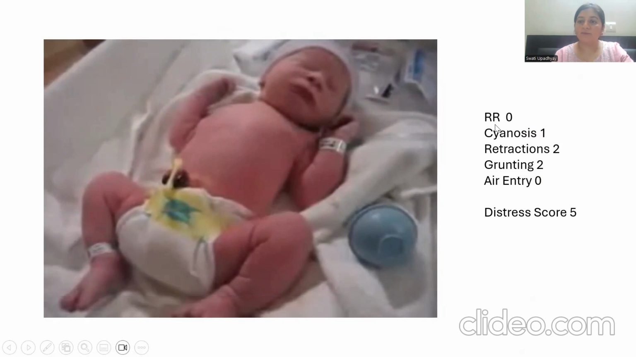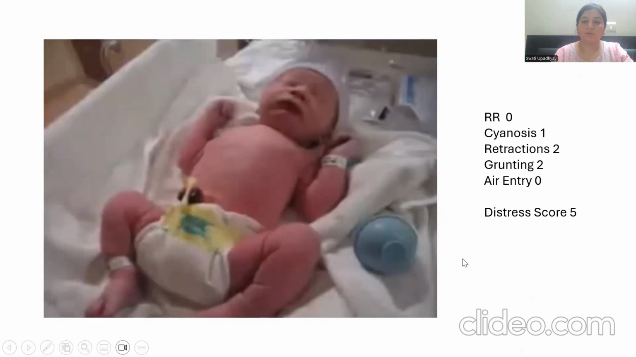So here the respiratory rate is around 46 per minute, which is a score of 0, less than 60. Cyanosis, the baby has some bluish discoloration of lips, so it is a score of 1. Retractions are moderate, score of 2. Grunting is audible. Even without a stethoscope, you can hear the grunting, so it is a score of 2. Air entry, we cannot assess in the video, but assuming that the air entry is okay, then the score will be 0. So the distress score for this baby is at least 5.